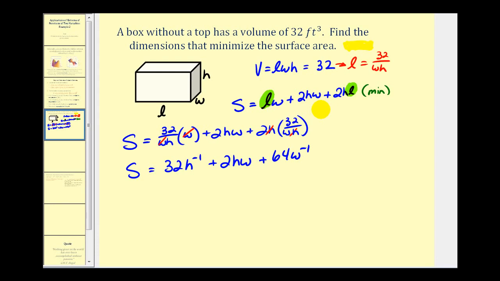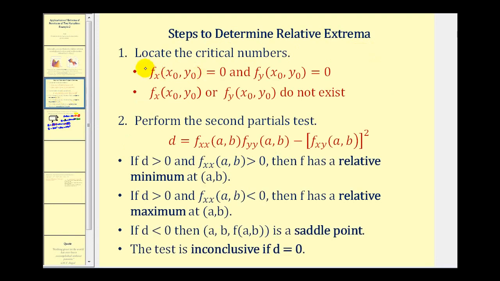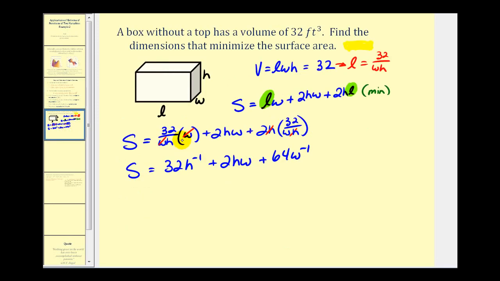So now we're going to follow the rules for determining the relative extrema for a function in 2 variables. Again, we're going to determine the first order partial derivatives and then determine whether they're both equal to 0 or where they don't exist. And then we'll perform the second partials test to see if we actually have a relative min, max, or neither. So let's start by finding our first order partials. The first order partial with respect to h is going to be negative 32 h to the negative 2, or negative 32 over h squared, plus 2w, and this would be 0.